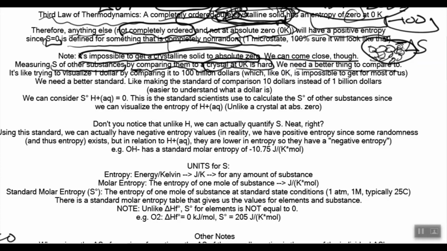Now you might be wondering, why can't we compare it to a crystalline solid at 0 Kelvin? Well, it's like trying to visualize $1, or trying to measure the value of $1 by comparing it to $100 trillion, which, like 0 Kelvin, is impossible to get for most of us. We need a better standard, like making the standard of comparison $10 instead of $100 trillion. So we need a better comparison in order to be able to visualize it more easily.